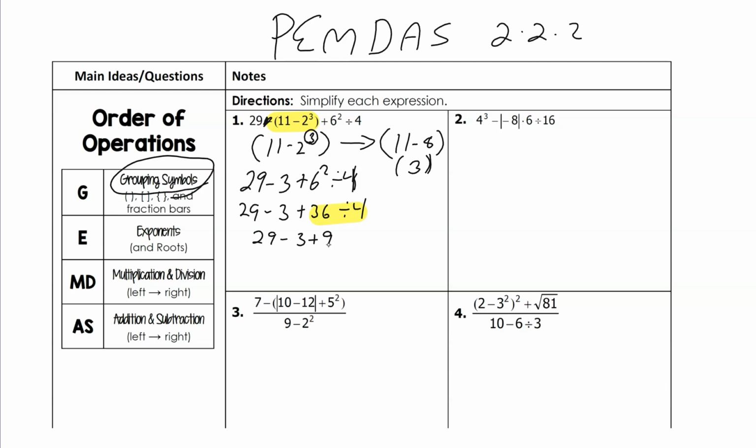Since all that's left is addition and subtraction, all we're going to do is just go in order. 29 minus 3 is 26 plus 9, and 26 plus 9 is 35. And that's our answer. So this expression just boils down to 35.